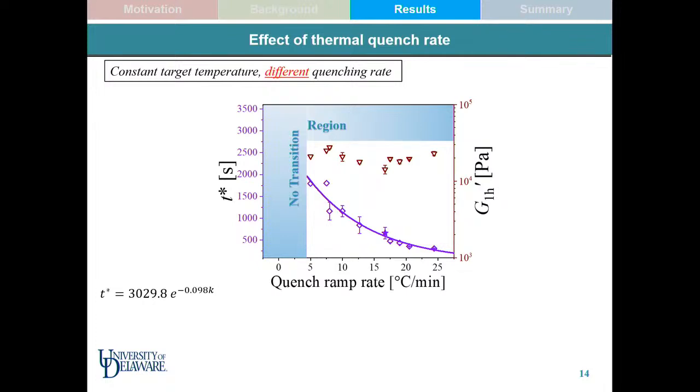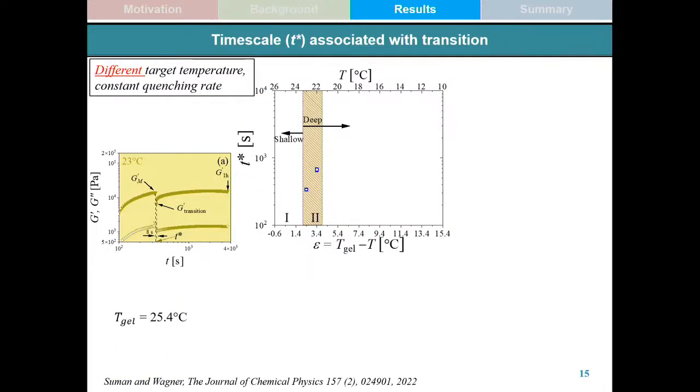After this, we keep the ramp rate constant and change the temperature at which we do the experiments. We begin with 23 degrees, which is again close to 25 degrees, the gel point temperature. We see that there is a sudden drop in G prime again, which is followed by a slow power law. We look at two values: one at the time of transition and the other the value of G prime at the end of the aging study. We again decrease the temperature and do the same study.